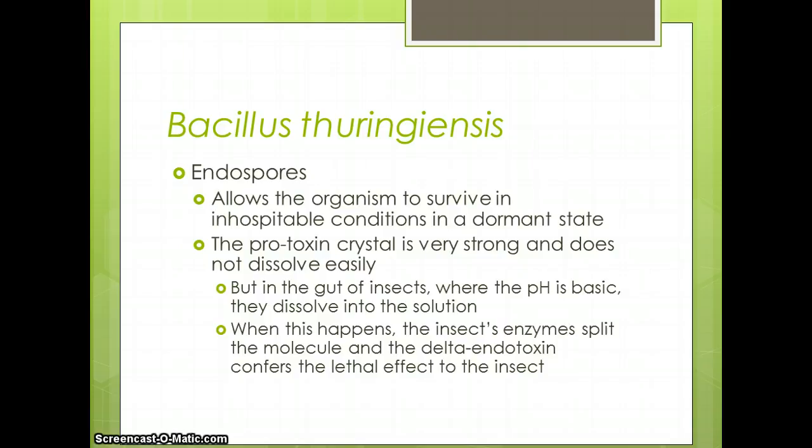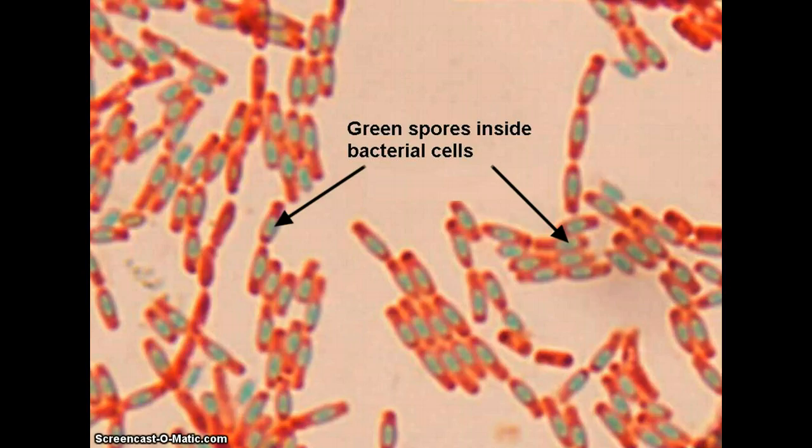Endospores allow the organism to survive in inhospitable conditions in a dormant state. The protoxin crystal is very strong and does not dissolve easily. But in the gut of insects, where the pH is basic, they dissolve into the solution. When this happens, the insect enzyme splits the molecule, and the delta endotoxin confers the lethal effect to the insect. The arrows are pointing to green spores inside the bacterial cells.